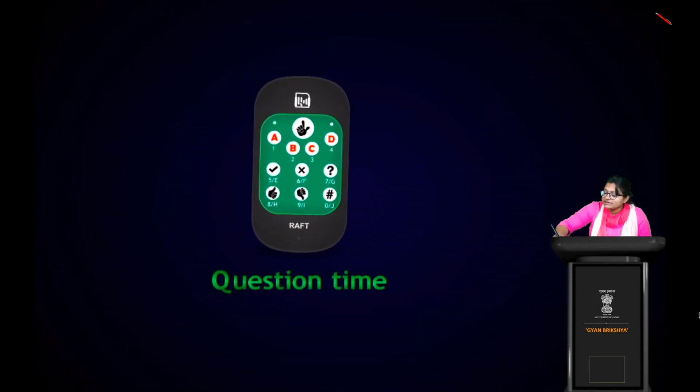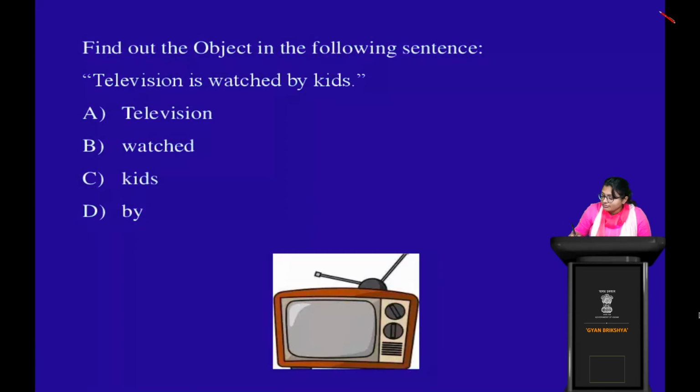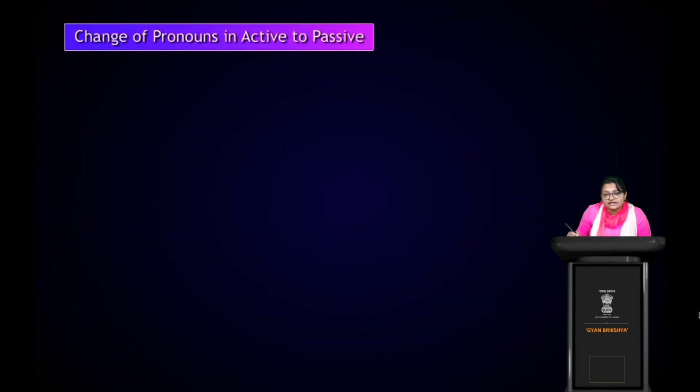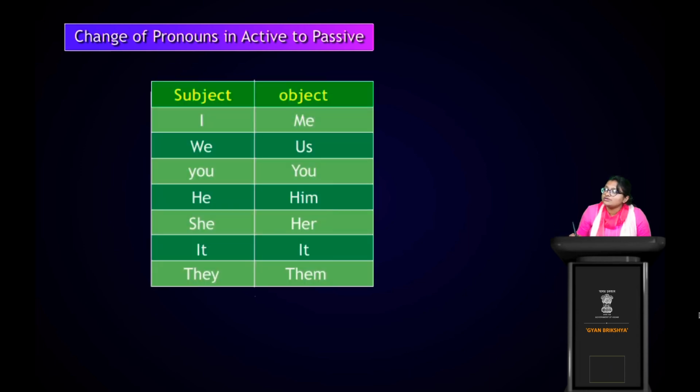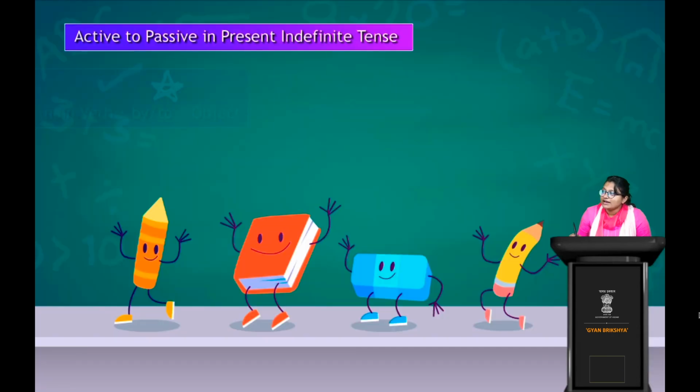Now we will look at some examples of sentences changing in the present tense, right? Okay, so before that, let's look at change of pronouns from active to passive. Subject you, in case of subject I, object me. So these are the changes of pronouns from active to passive. This we have already seen and done, right?